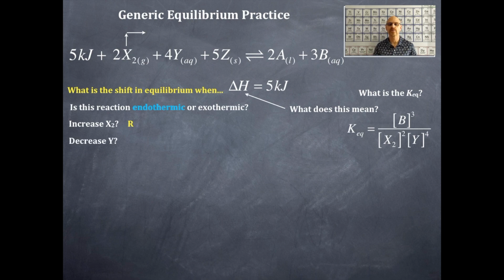What would occur if you decrease Y? So there's Y on the reactant side. I'm going to decrease the Y, and it will shift towards it to make more of it, since it's on the reactant side.